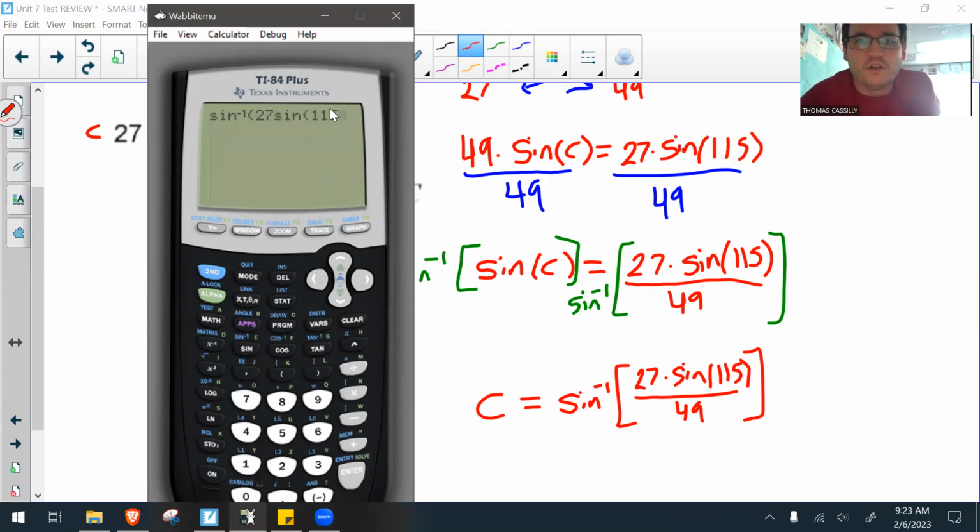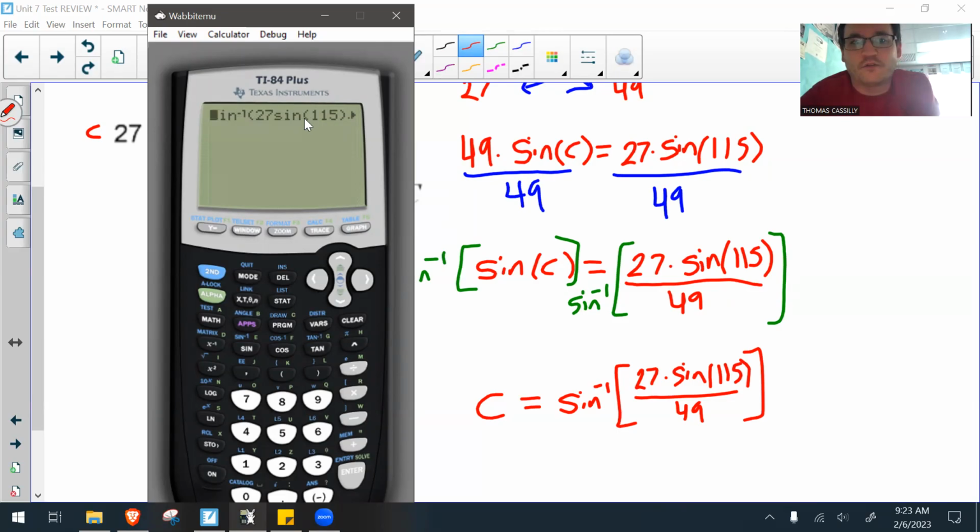Now from here, close this parenthesis, right? This closing parenthesis that I just typed in locks in that 115. So it's the sine of 115. Then we press the divide button. Then we're going to have our 49. And then we're going to have another closing parenthesis, because if you look at when we first typed it in, when you take the inverse sine, it automatically comes with an opening parenthesis.